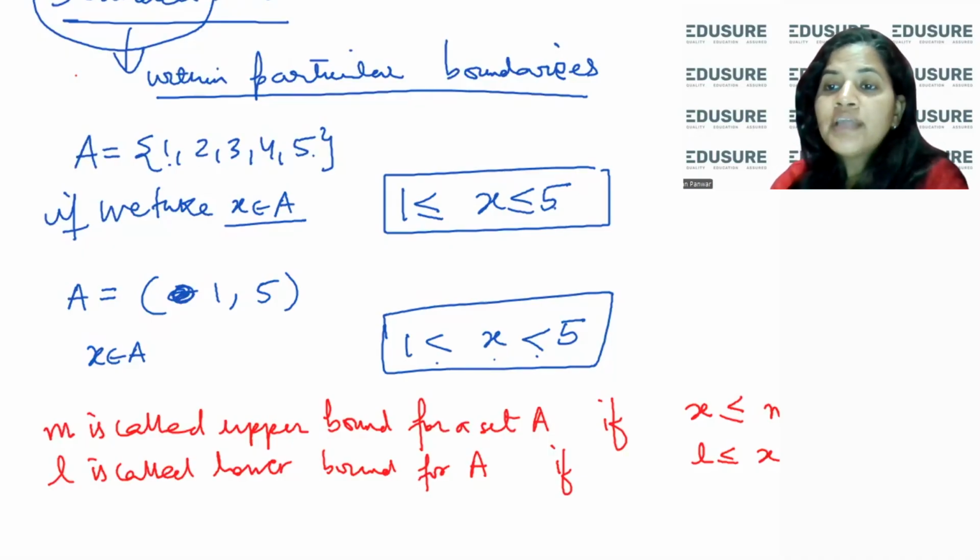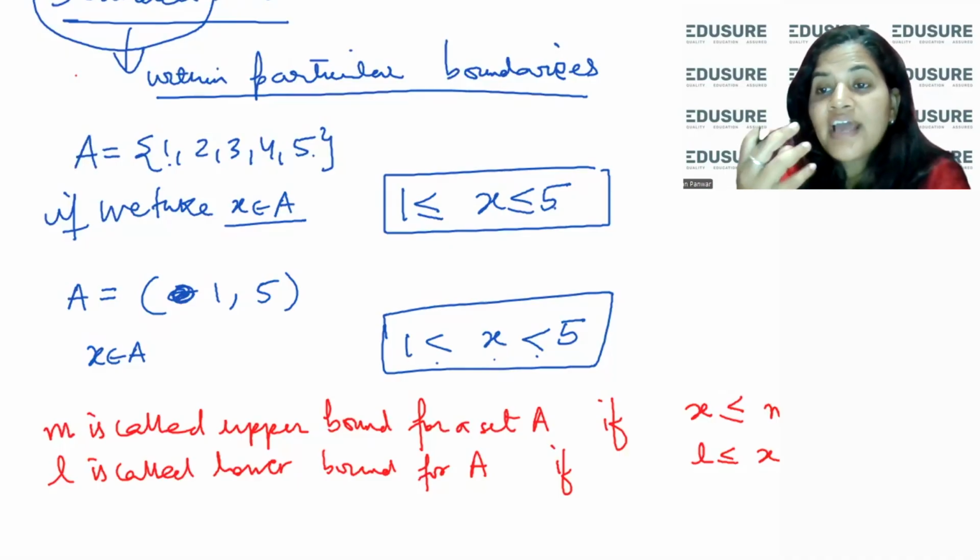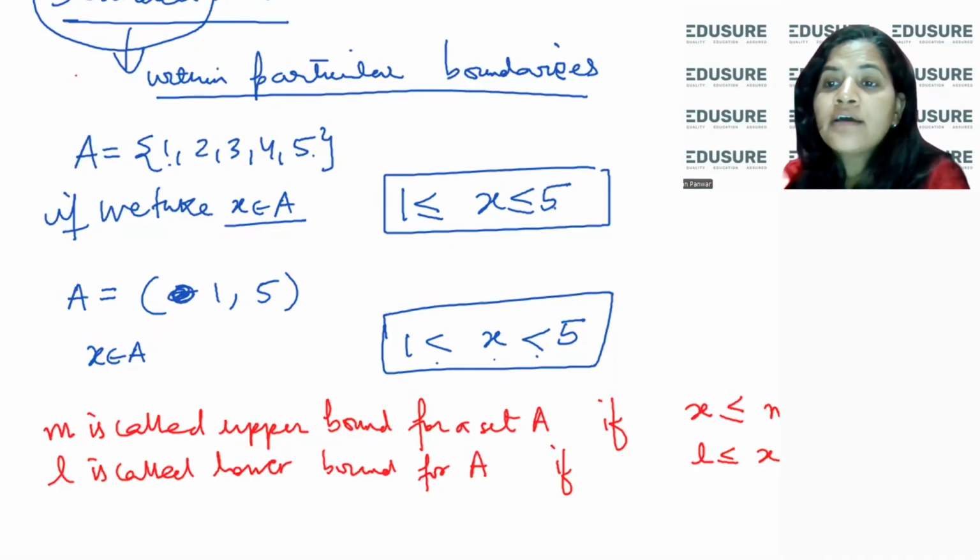So it may happen that a set has a lower bound. It may happen that a set has an upper bound. It may happen that a set has only one of the bounds. It may happen that a set has both the bounds. It may happen that a set has neither. Now let us look at some examples.